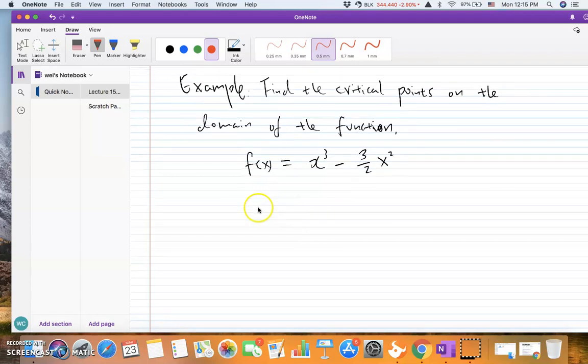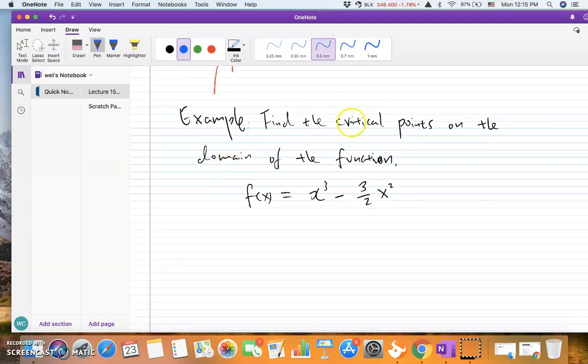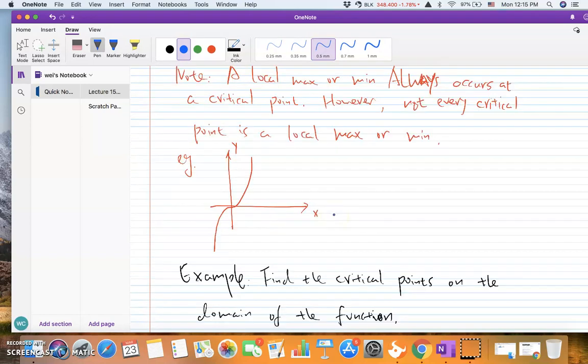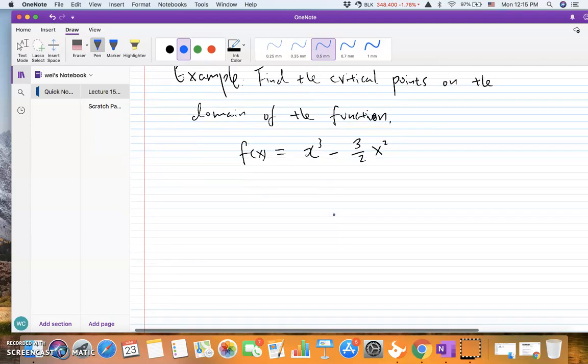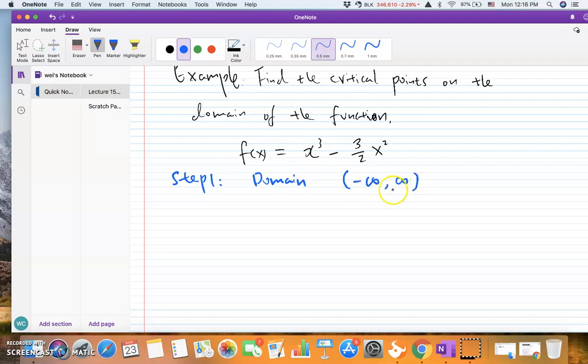Okay, so let me do this example. Find the critical points on the domain of the function. So the first step is to determine the domain of this function. Now, because this function is a polynomial function, the domain is all real numbers, from negative infinity to positive infinity.